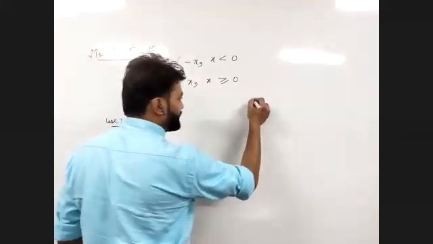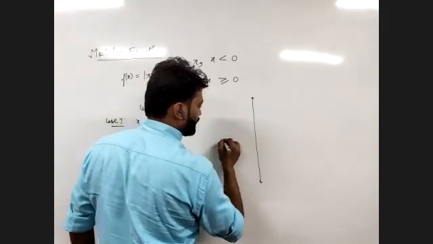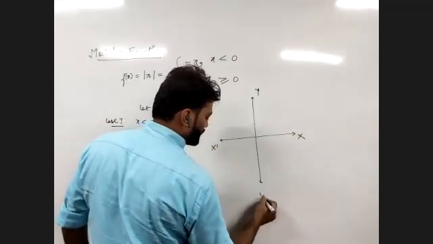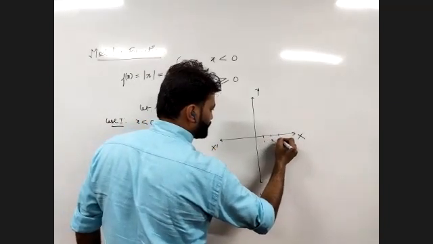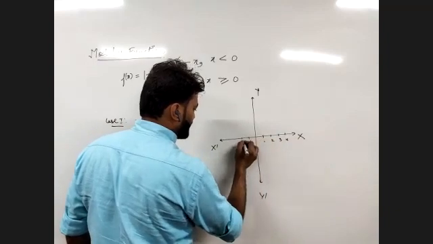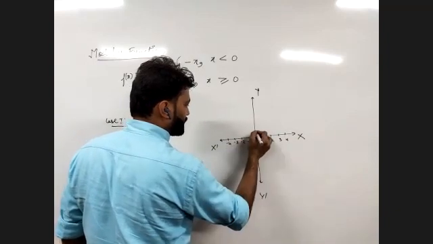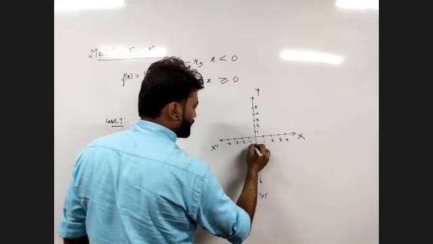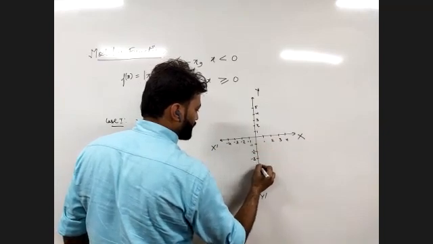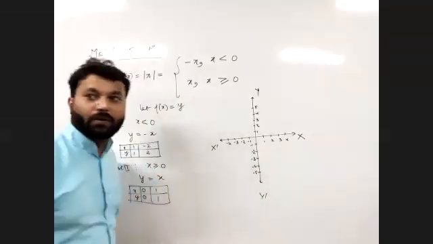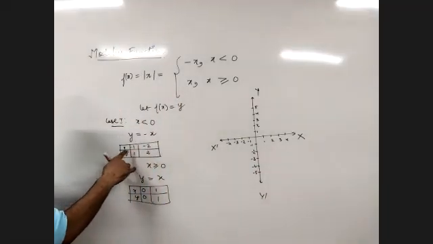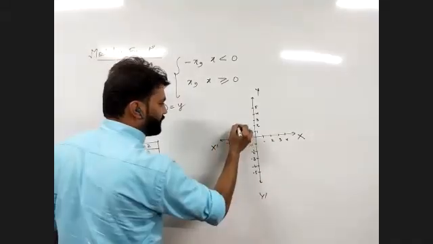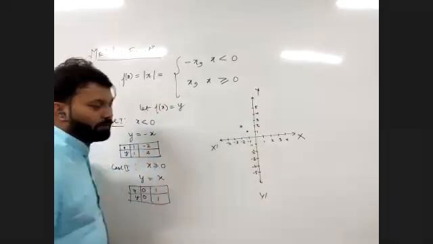Now let's draw the graph of this. Look. For this one, x is minus 1, y is 1. X is minus 2, y is 2.